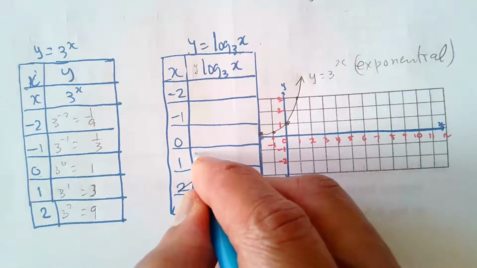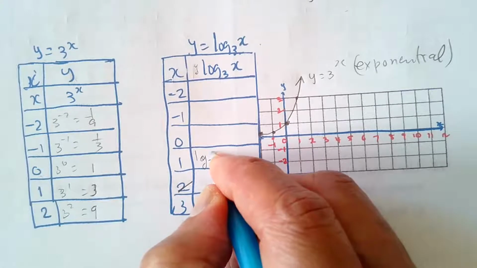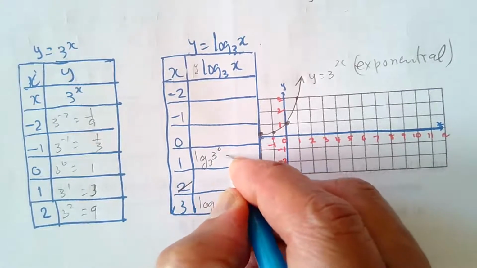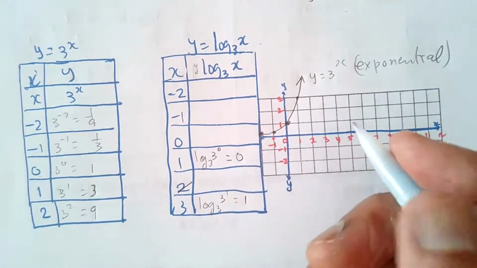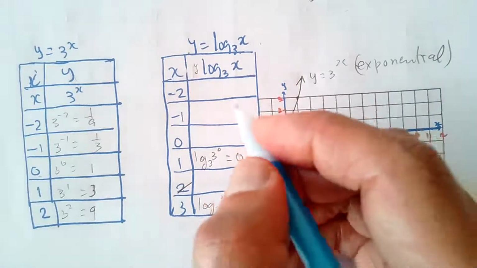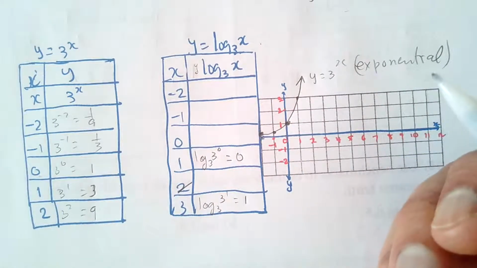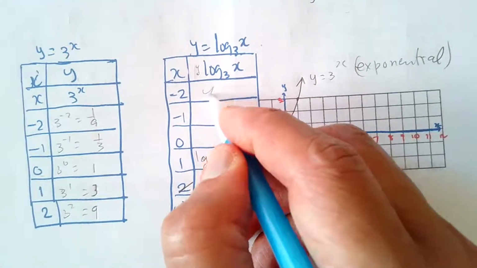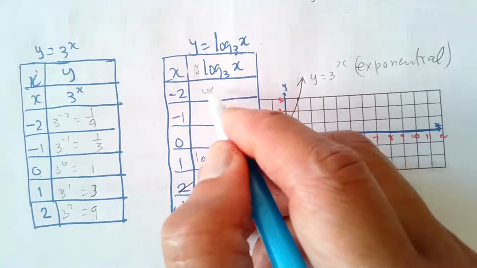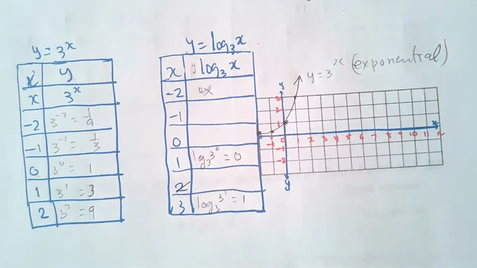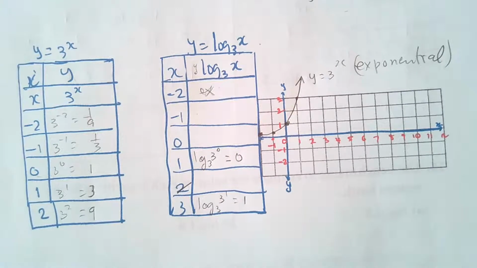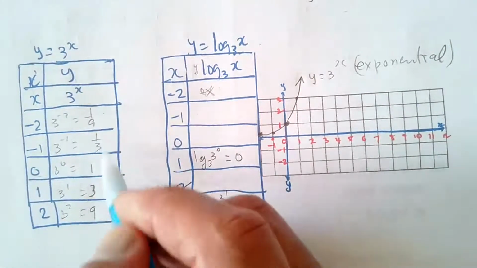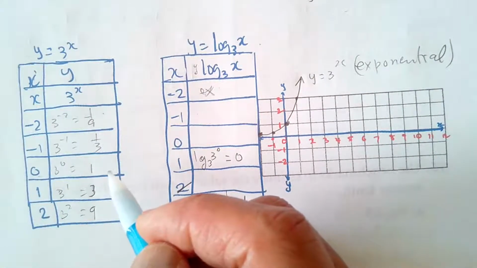But log base 3 of 0 is equal to... x equal to 0, that will not work. So we go to, now none of these will work. 3 to the x will not work. So what we'll have to do is to take the inverse of these as our x values.